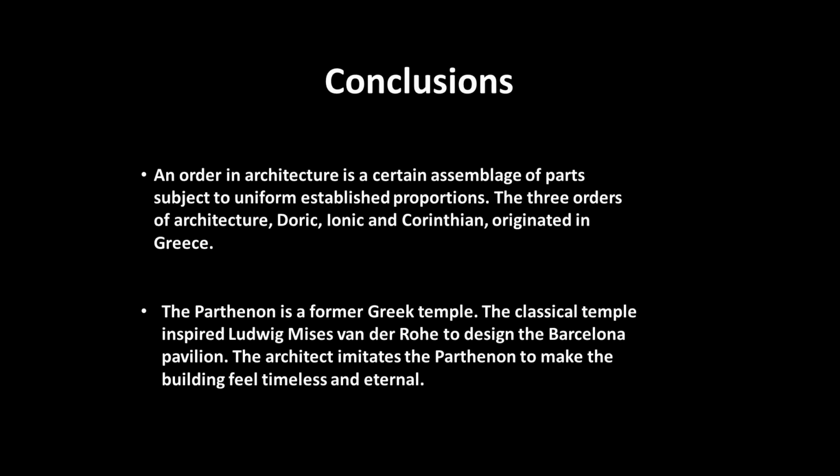In conclusion, what we learned: an order in architecture is a certain assemblage of parts subject to uniform established proportions. The three orders of architecture, Doric, Ionic, and Corinthian, originated in Greece. The Parthenon is a former Greek temple. The classical temple inspired Ludwig Mies van der Rohe to design the Barcelona Pavilion. The architect imitates the Parthenon to make the building feel timeless and eternal.